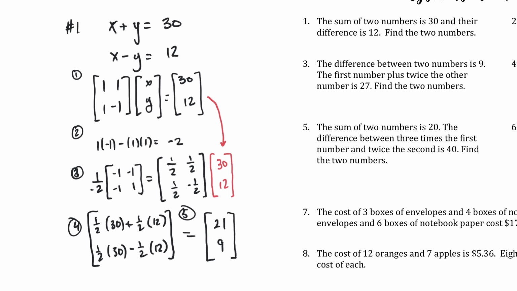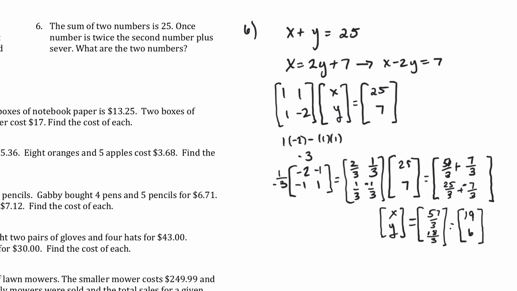A lot of places here for careless mistakes. Okay, anyway, so it's 1/2 times 30, then it's going to be 1/2 times 12, and you add them up. Here we have 1/2 times 30, and this time we're going to have negative 1/2 times 12, so we're going to be subtracting 1/2, or it could be adding the opposite, or adding the negative 1/2 times 12, which either way it works out to give you 21 for x and 9 for y. That's number one.